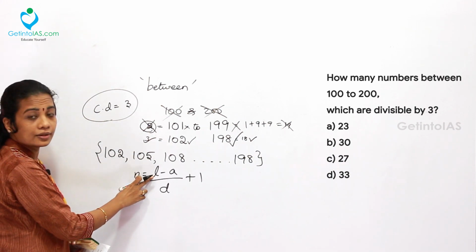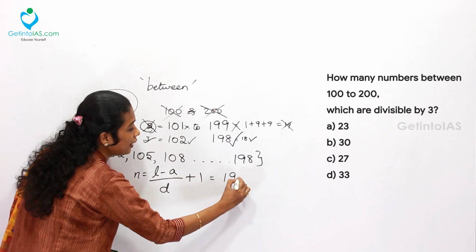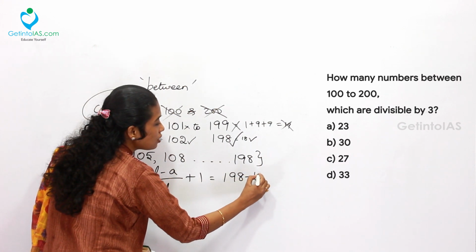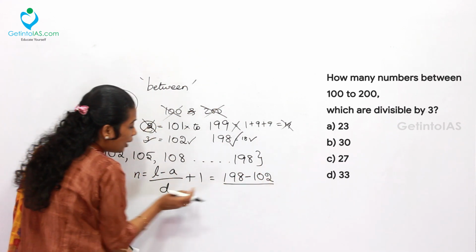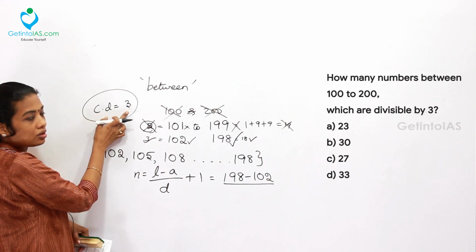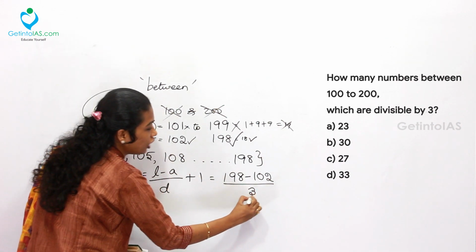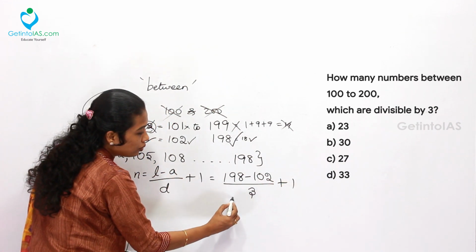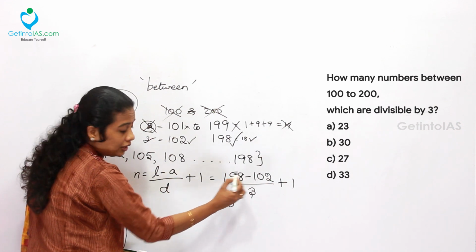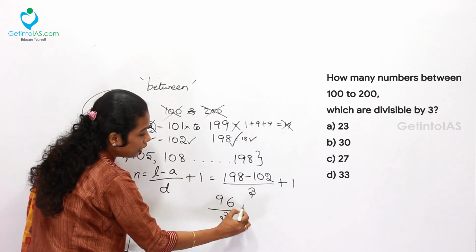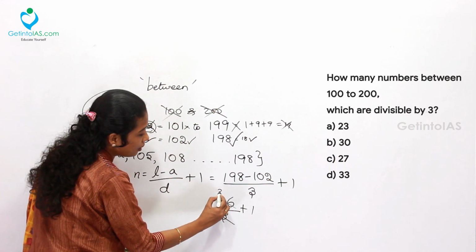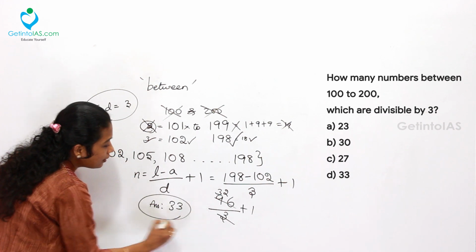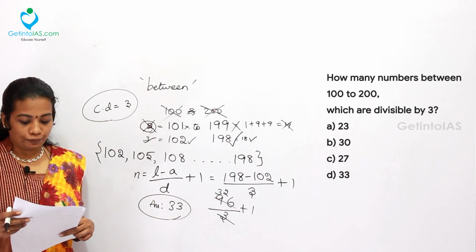Now what is L? L is the last term, which is 198. What is A? A is the first term in the series. So minus 102 divided by, what is the common difference? Common difference is 3. So divided by 3 plus 1. After solving this, you will get the value. 198 minus 102, the difference is 96. By 3 plus 1. How many 3s are in 96? 3 times 32. 32 plus 1. Finally, the answer is 33, which is given in option D.